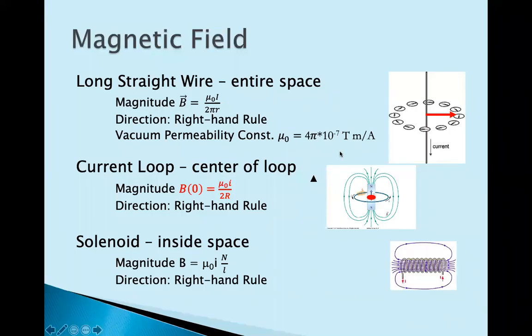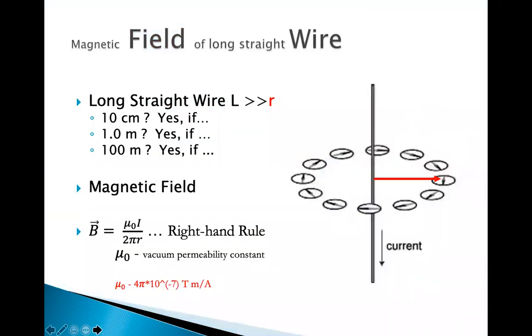magnetic field. We're going to study how different currents can create magnetic fields. 3 different topics: long straight wire, current loop, and solenoid. The magnetic field created around a long straight wire covers the entire space around it.